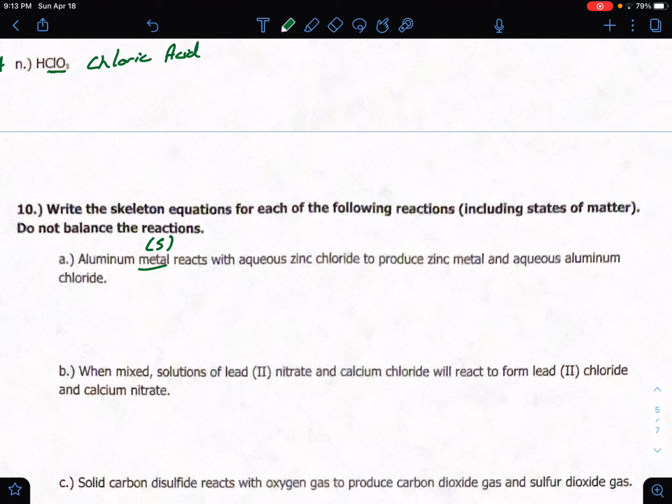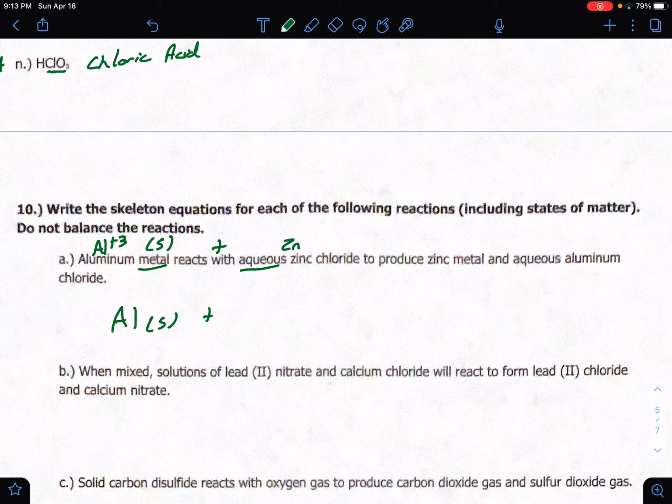Okay, so we're going to start off. Aluminum is off by itself, and aluminum has a charge of +3. I'm going to write that up here just in case I need it later. So Al, and that's a solid, reacts with, okay, so there's going to be a plus, aqueous, there's our state of matter, zinc chloride. So this is where I write things out individually first.